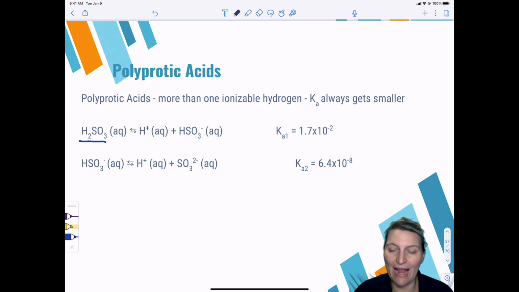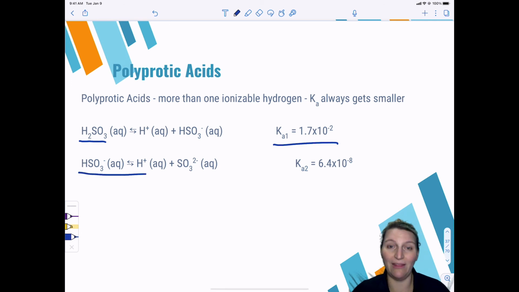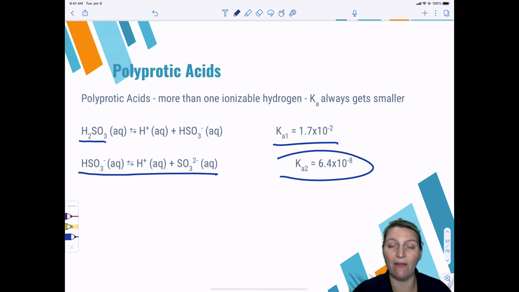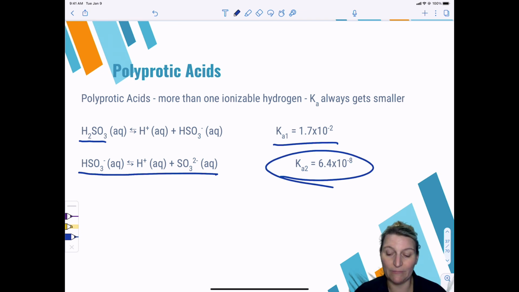And you can see the Ka is 1.7 times 10 to the negative 2. It says Ka1 because that is signifying that you're donating the first hydrogen. You can see this reaction is donating the second hydrogen, and the Ka2, or the Ka for that reaction, is just way, way, way smaller.